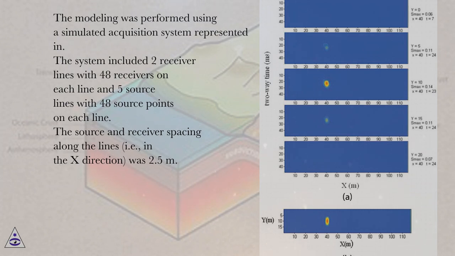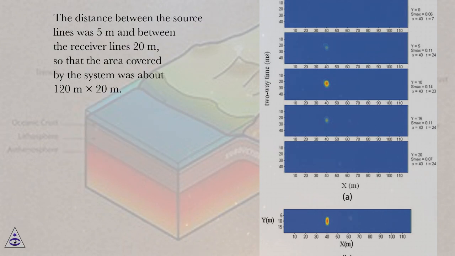The system included 2 receiver lines with 48 receivers on each line and 5 source lines with 48 source points on each line. The source and receiver spacing along the lines, i.e., in the x direction, was 2.5 meters. The distance between the source lines was 5 meters and between the receiver lines 20 meters, so that the area covered by the system was about 120 meters times 20 meters.